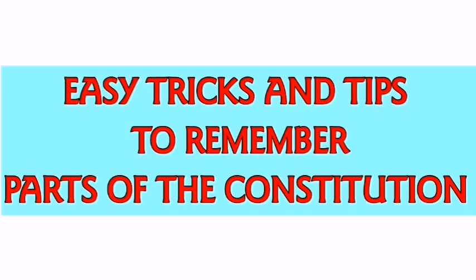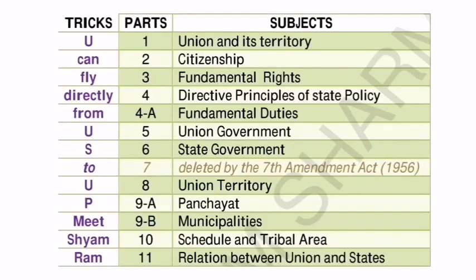Let's see an easy trick to memorize all the 22 parts of the Constitution. In this trick, we are going to make a word using the first letter of each part. And using those words, we are going to make a sentence. For example, the first letter of Part 1 is U, so we can make the word U from Part 1. The first letter of Part 2 can be made as can. The first letter of Part 3 can be made as fly.